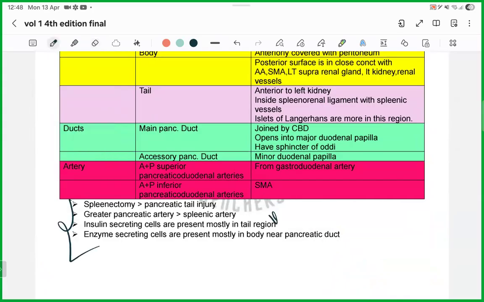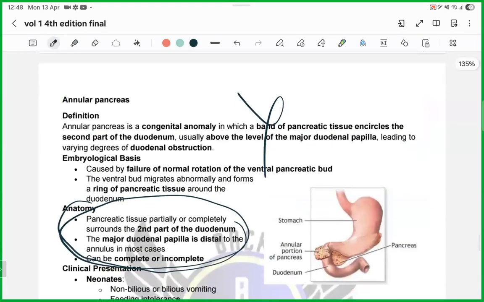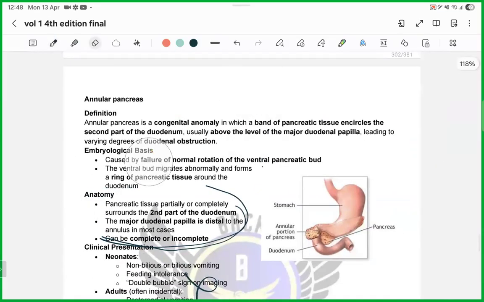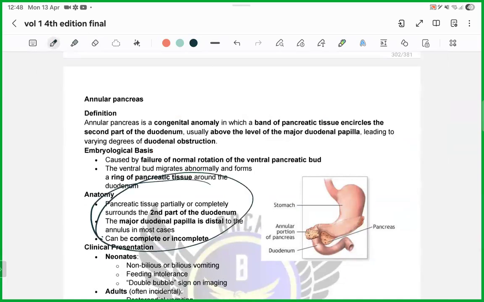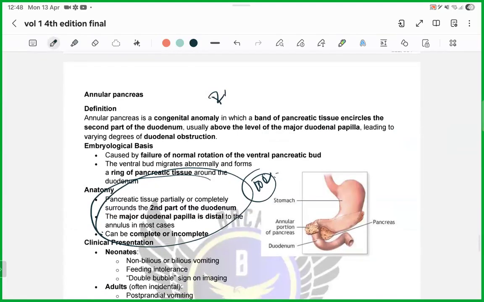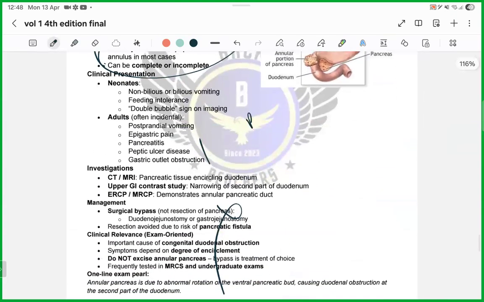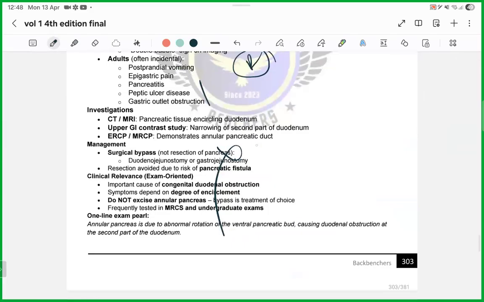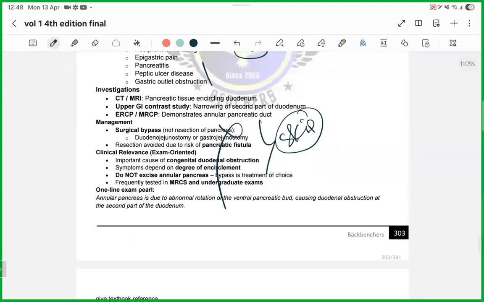Only remember these things, 100% important. They don't ask anything from here. Give a reading if you want. Otherwise, not important at all. Remember annular pancreas, 100% important. They just ask this thing, the anatomy. Others, we have a lot of time. We have 5 months. So you study it, you remember it. Others, give a reading. Not important. They don't ask the management. You can skip it, but you can give a reading if you have time.